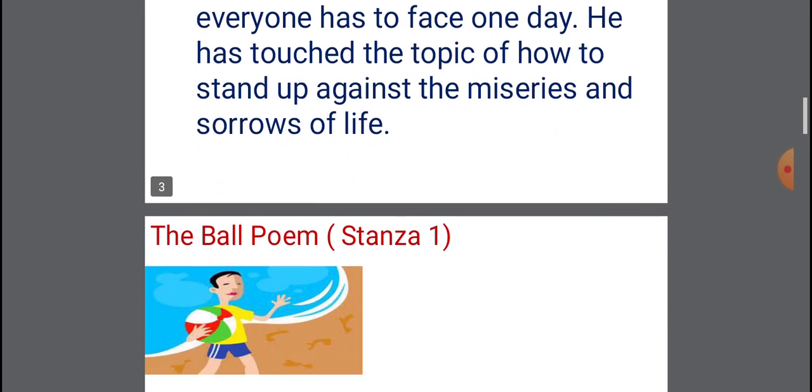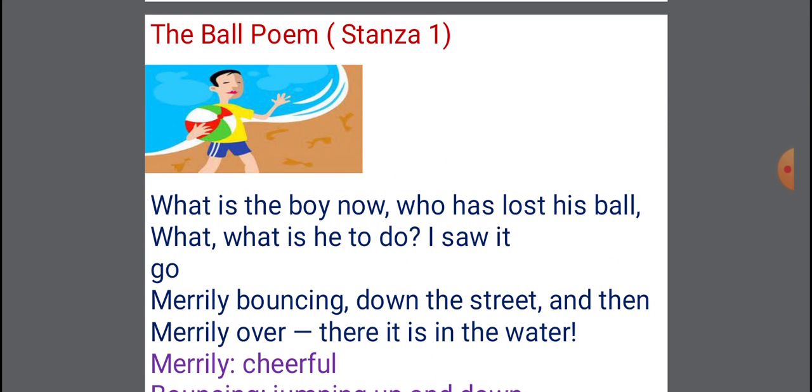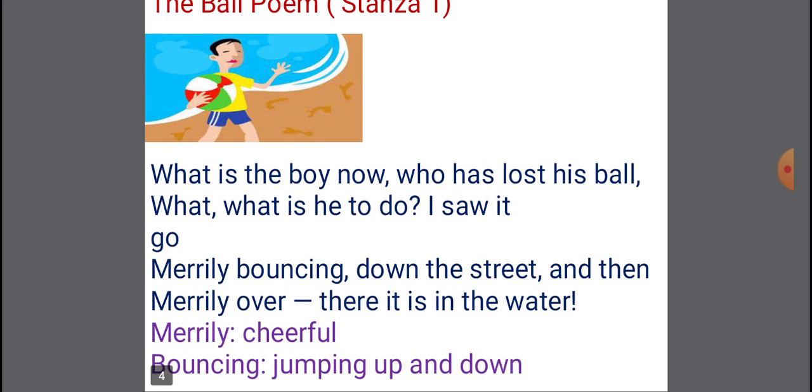Now see the poem stanza wise. The Ball Poem, this is the title, and this is stanza number 1. What is the boy now, and who has lost his ball? What is he to do? I saw it go merrily bouncing down the street, and then merrily over. There it is in the water.